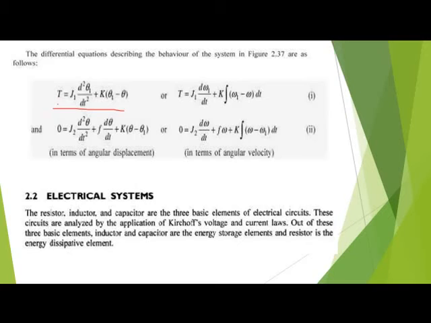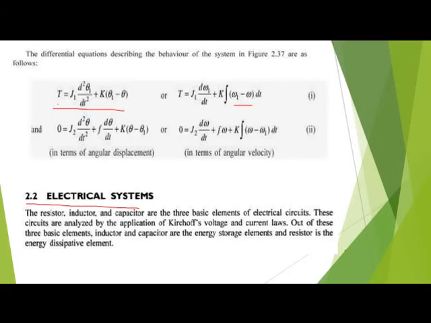Similarly, we have to write this differential equation in terms of angular velocity. This is T equals J1 into d omega 1 divided by dt plus K times the integration of omega 1 minus omega dt. This is in terms of angular velocity. Similarly, the other equation is 0 equals J2 d omega by dt plus F into omega plus K times the integration of omega minus omega 1 into dt.